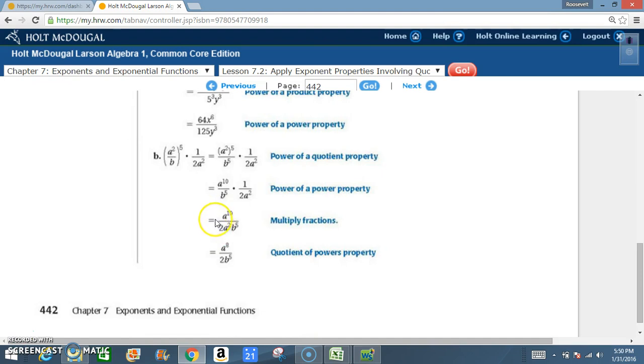Okay, I said final answer. We were not quite finished yet. We still have one more step. Now I have a to the 10th divided by a to the 2nd. That's going to equal a to the 8th. And then on the bottom here, I have 2 times b to the 5th, because the a to the 10th and the a to the 2nd became a to the 8th. So now that's gone. So what's left on the bottom? 2 times b to the 5th, and that's what we have. Now this is our final answer.